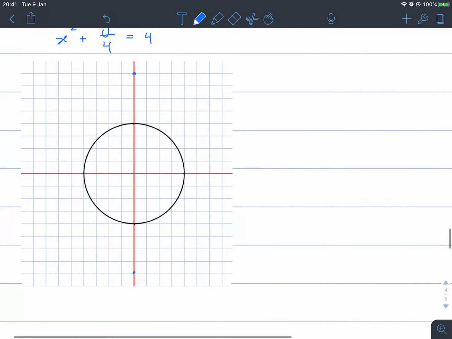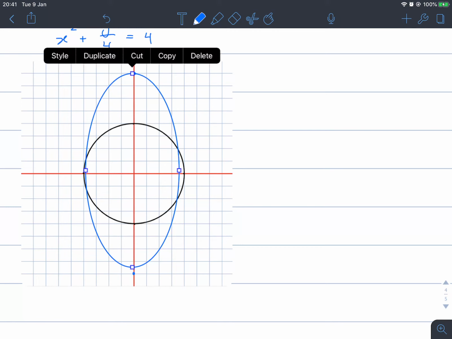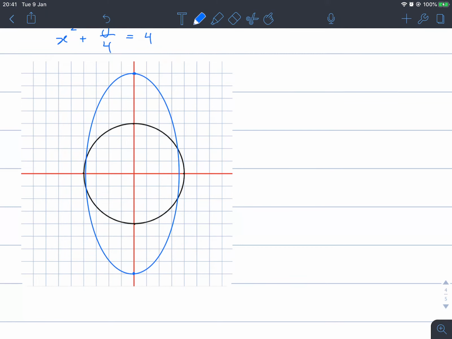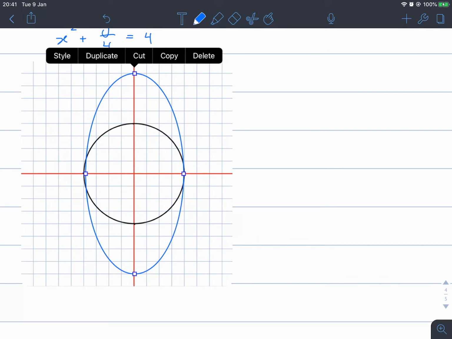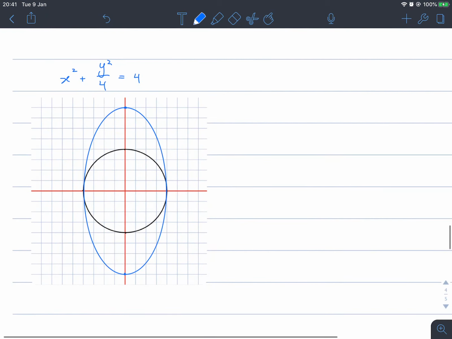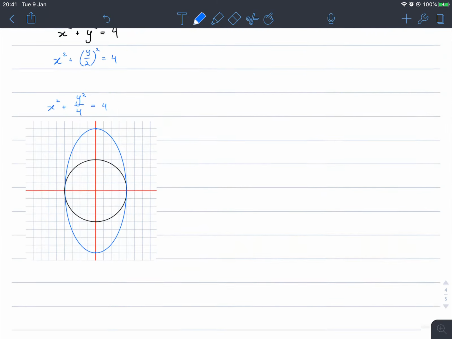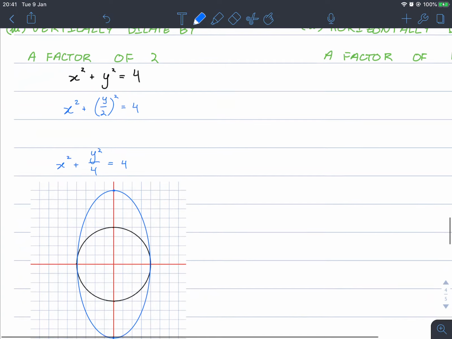So the new shape of this function is actually an oval shape, kind of like this. It's very hard to draw. Hopefully my drawing pad will do it for me. Stretch this out a little bit more. There we go. So that is what it looks like if we vertically dilate a circle by a factor of 2.